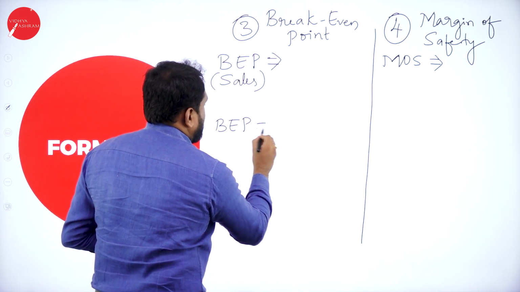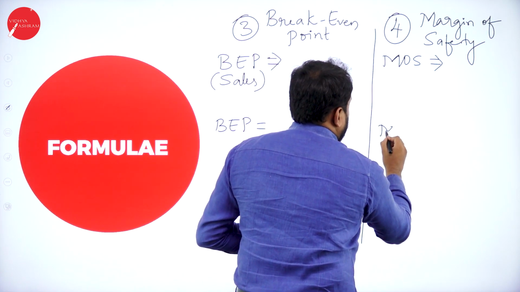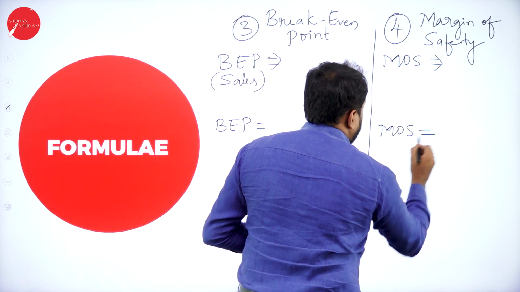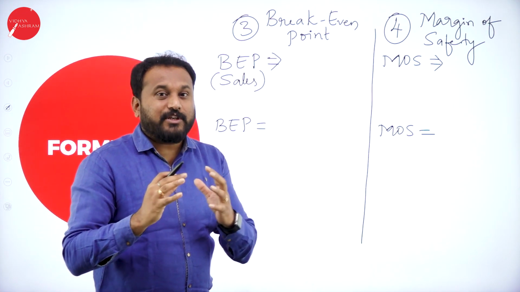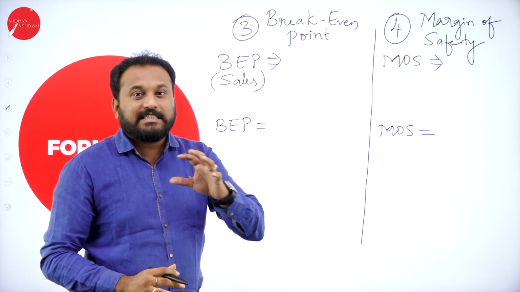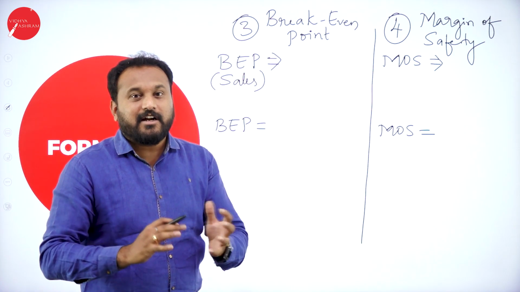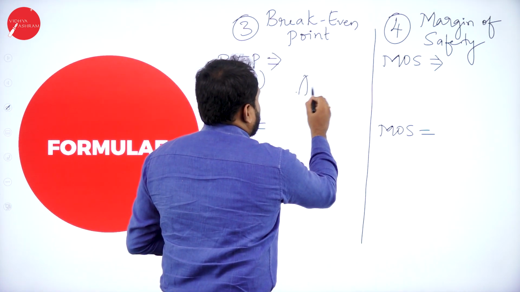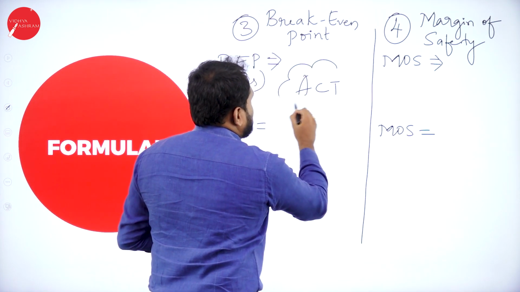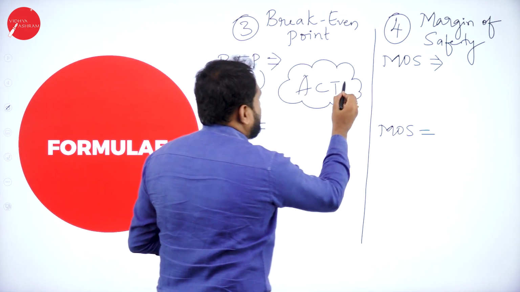BEP is equal to, MOS is equal to. For both the formulas, this is the trick which we always go with. This is called ACT, that is Abhilash Chandra Tricks. Okay, what type of trick is it? It is called the ACT, Abhilash Chandra Tricks, to remember the formula.